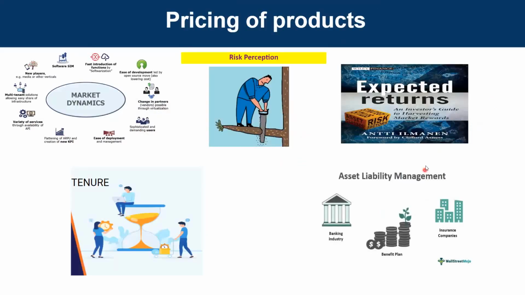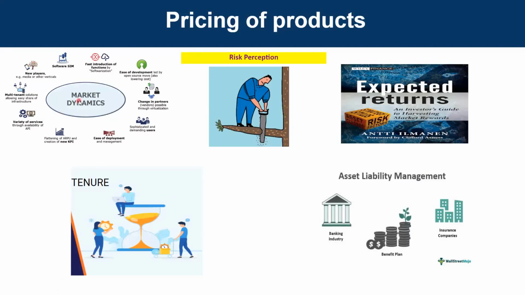Next, we'll be learning about the pricing of products and services. So before we learn about all these things, we need to know what we mean by market dynamics, risk perception, expected returns, tenure, and asset liability management. Because all these factors are responsible for the pricing of any product.